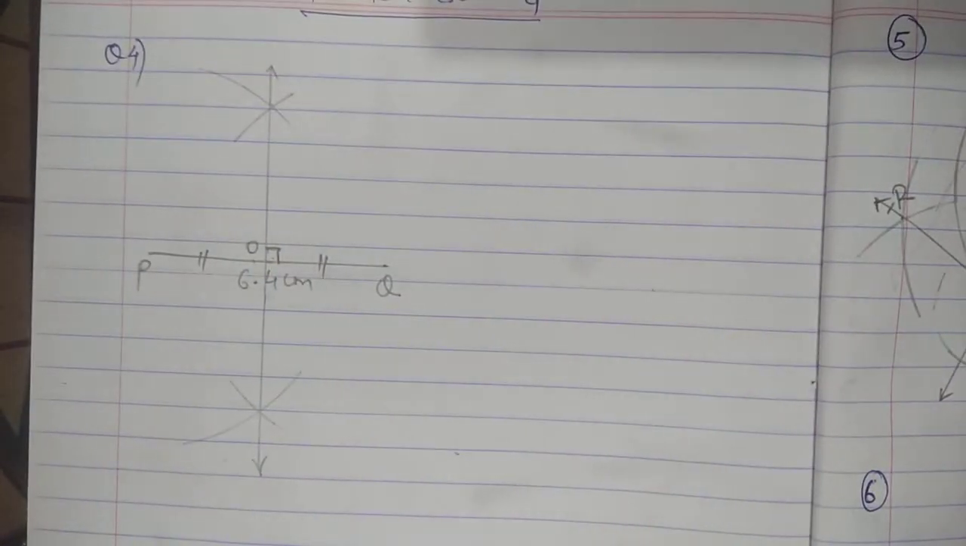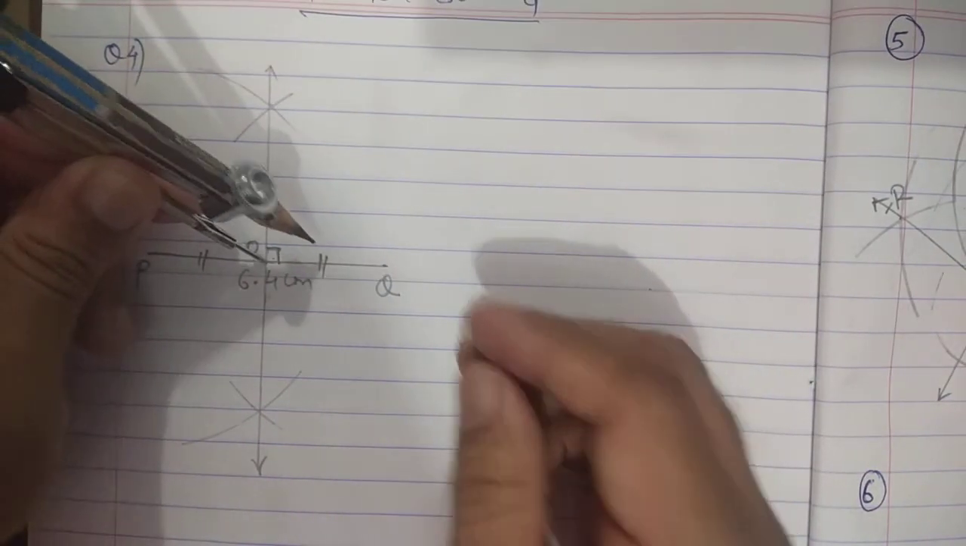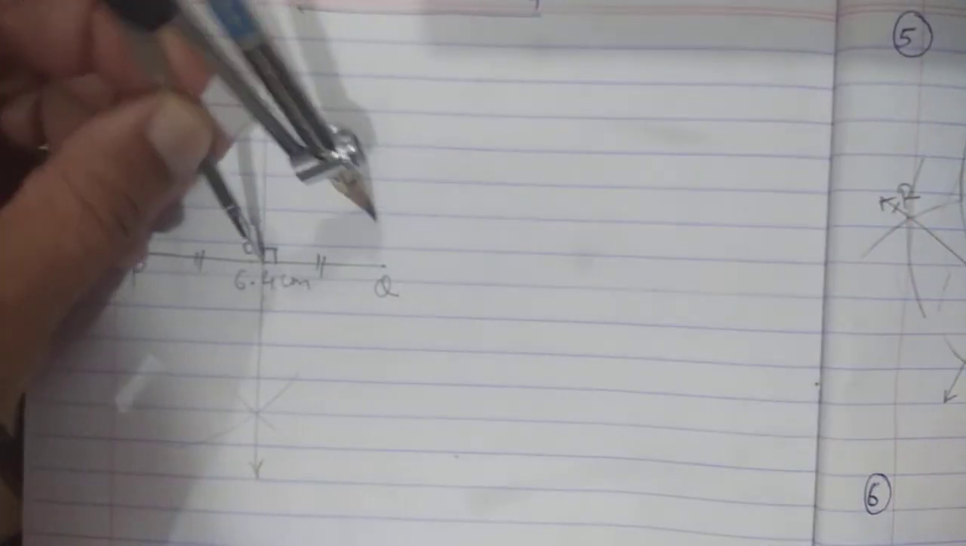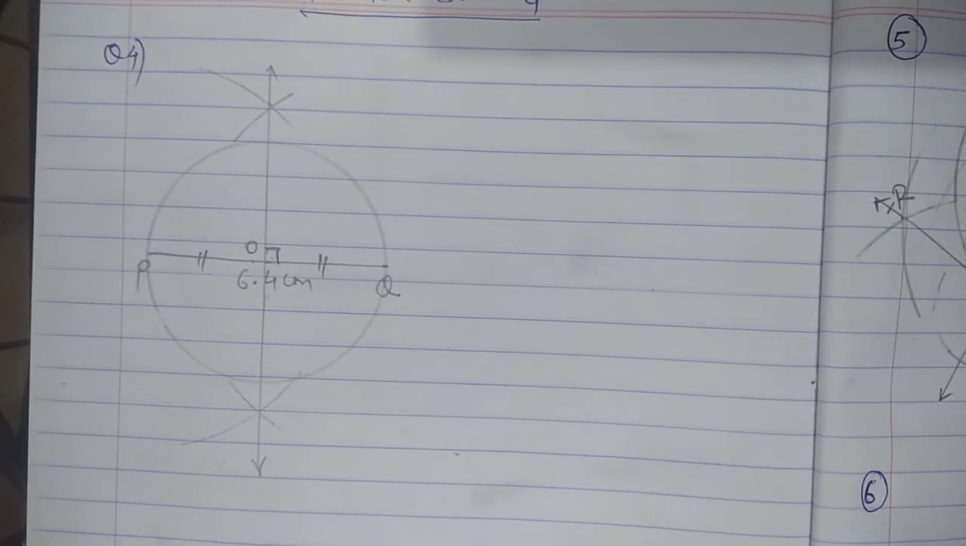So first draw a circle with O as center and OQ or OP, any one of them, as the radius. Both are the same because O is the midpoint, right? So when you draw the circle, it should pass through point P and point Q. Okay, so first draw this circle. Over. Now after doing this circle, see the next part of the question.